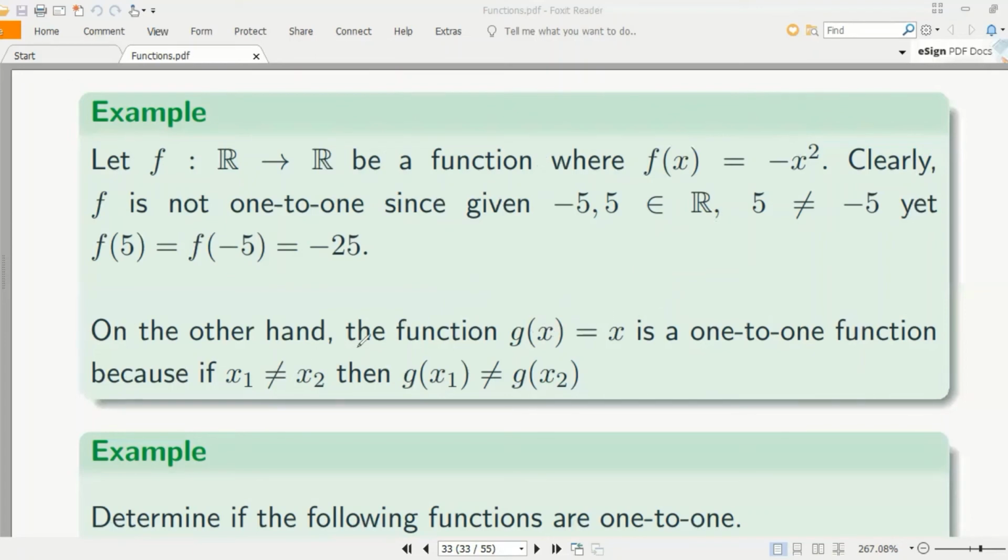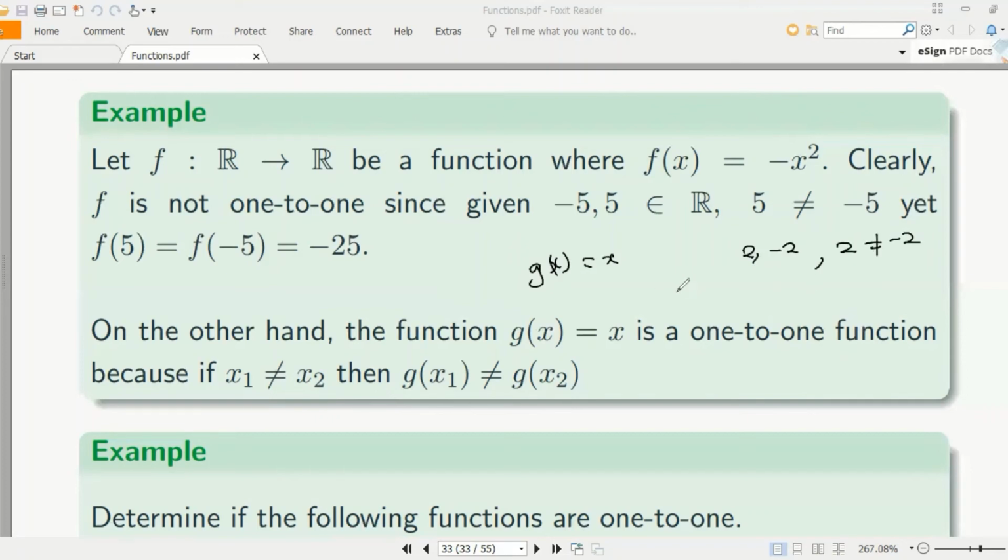What about this function? g of x, which is x. Is it a one-to-one function, or is it not? Let me pick a real number 2, and another real number negative 2. Clearly, 2 and negative 2 are not equal, they are different.